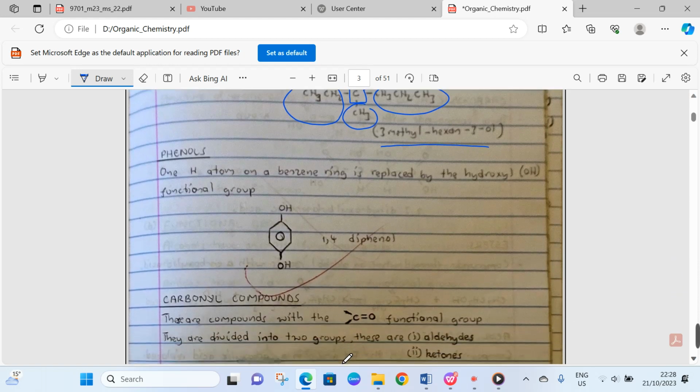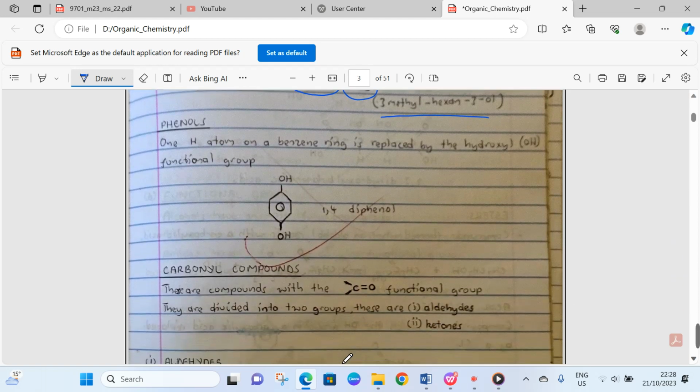Okay, now let us move on to phenols. One hydrogen atom of a benzene ring is replaced by the hydroxyl OH functional group. I think we've spoken about this, right? And aromatic compounds. Okay, this was just an example of a phenol, 1,4-diphenol, right? 1,4-diphenol.